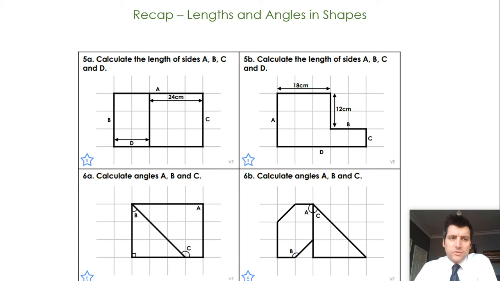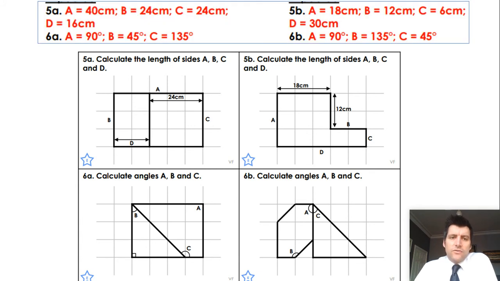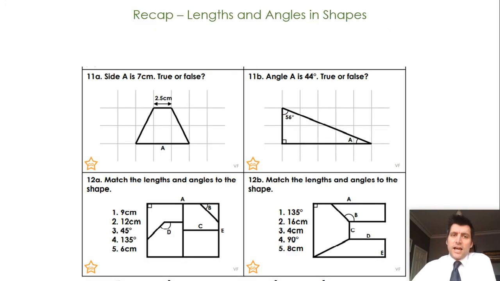Okay, looking at these, we can now see A is 40 centimeters, B is 24 centimeters, C is 24 centimeters, and D is 16 centimeters. For 5B, we've got 18 centimeters, 12 centimeters, 6 centimeters, and 30 centimeters. And then you can see the different degrees values for 6A and 6B. Having a look at the second set of work, if you managed to do the first set, great. The second set's trickier, so you really do want to pause this while you work through these.